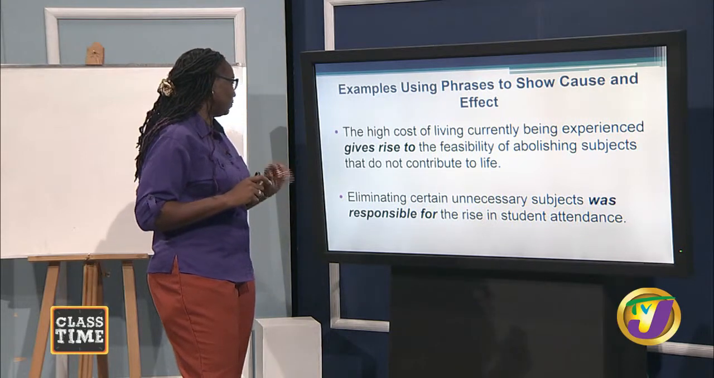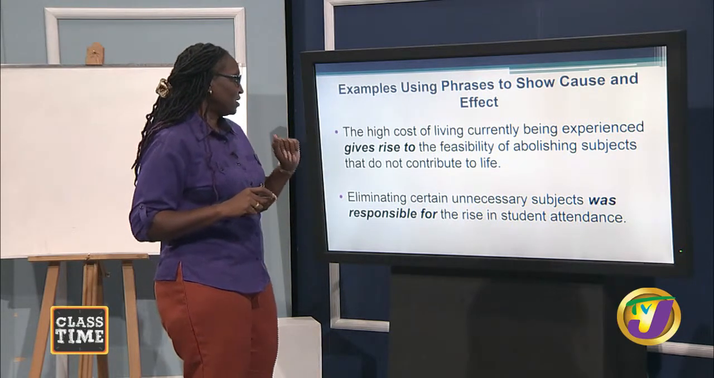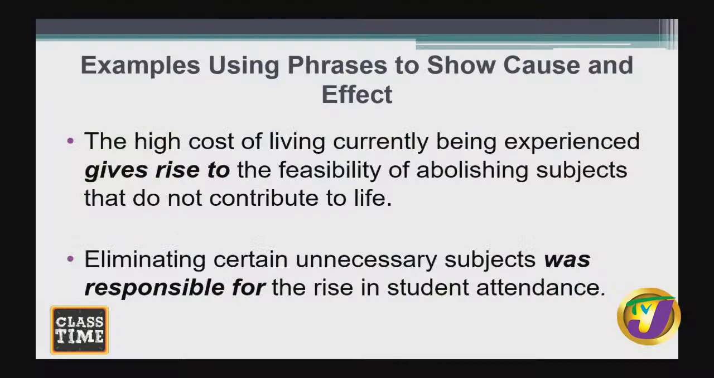So let's look at the last one. "Eliminating certain unnecessary subjects was responsible for the rise in student attendance." So right there you have the order nicely laid out, plain and simple. The cause, eliminating certain unnecessary subjects. And the effect, rise in student attendance. And what did you use to connect those two? "Was responsible for." Very clear, very simple, very precise.